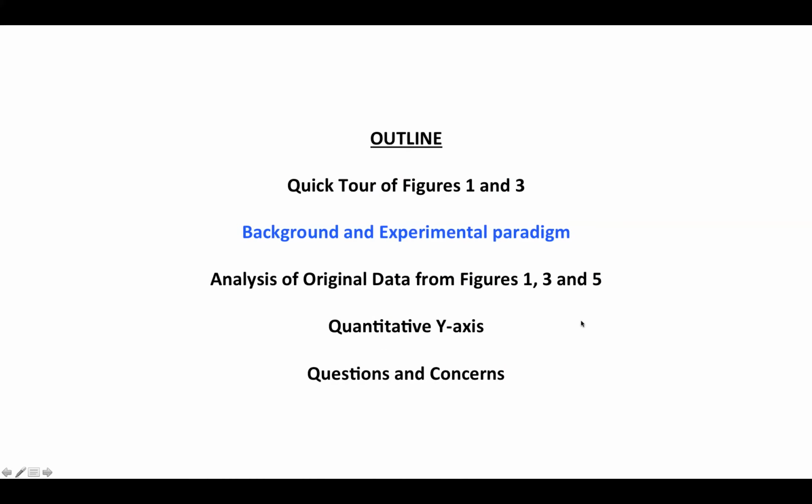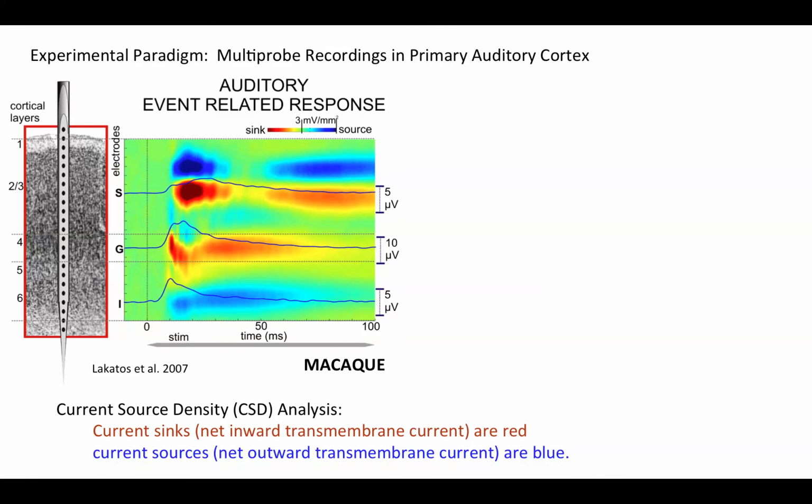So now I can give you the background and experimental paradigm. This is a figure from a paper from Charles Schroeder's lab. This is the experimental paradigm as is done in macaque primary auditory cortex with a 24-channel multiprobe. And what you see is that the multiprobe is inserted across all six layers of auditory cortex.